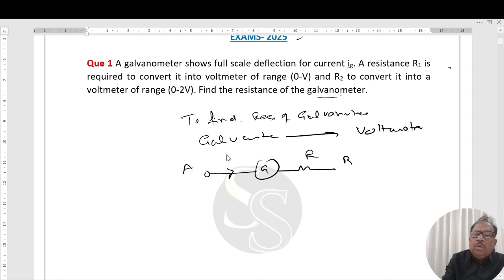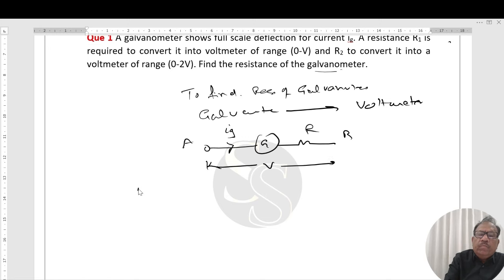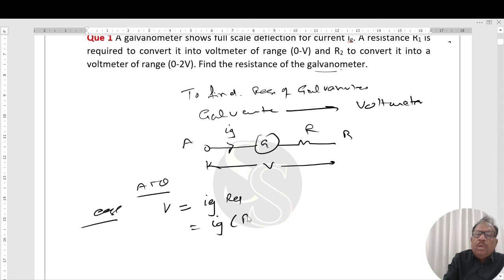So this point is A, this point is B. In this case, we can allow the current IG. We have to measure the voltage here, across AB. Now, there are two cases according to the question. Case 1, it is a series combination. V will be equal to IG into R equivalent. R equivalent will be R1 plus G, where G is the galvanometer resistance. So V equals IG into R1 plus G. This is equation 1.